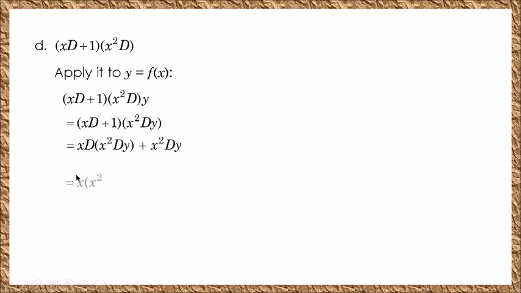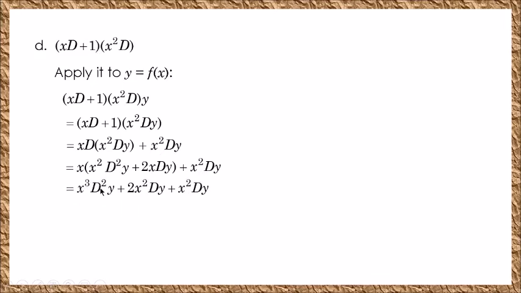So this is a product. So x times the derivative of this, which is x squared second derivative of y plus derivative of y times 2x, plus x squared derivative of y. Distributing x inside the parentheses, we have x cubed second derivative of y plus 2x squared derivative of y plus x squared derivative of y. So these are similar terms. We can combine them into 3x squared derivative of y, then plus x cubed the second derivative of y. Moving y to the right, we have x cubed second derivative of y plus 3x squared first derivative of y.